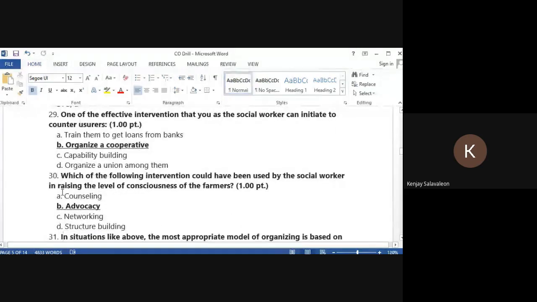29. One of the effective interventions that you as the social worker can initiate to counter usurers is: A, train them to get loans from banks. Again, itong train them to get loans from banks, mahihirapan tayo dyan for the fact na meron dapat collateral. Yan naman talaga yung sa banks. Capability building, you improve their technical skills, mga ganon. Organize a union among them. Union is only effective when they are working in a private sector. And they can lobby, no? They can lobby for their welfare. But the most effective among the choices is to organize a cooperative. No? They must register it. Then the cooperative will serve as the source of finances.